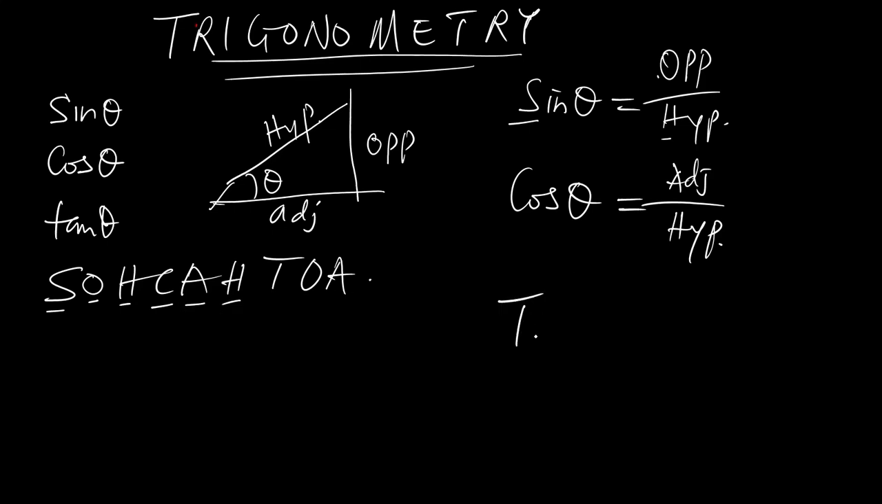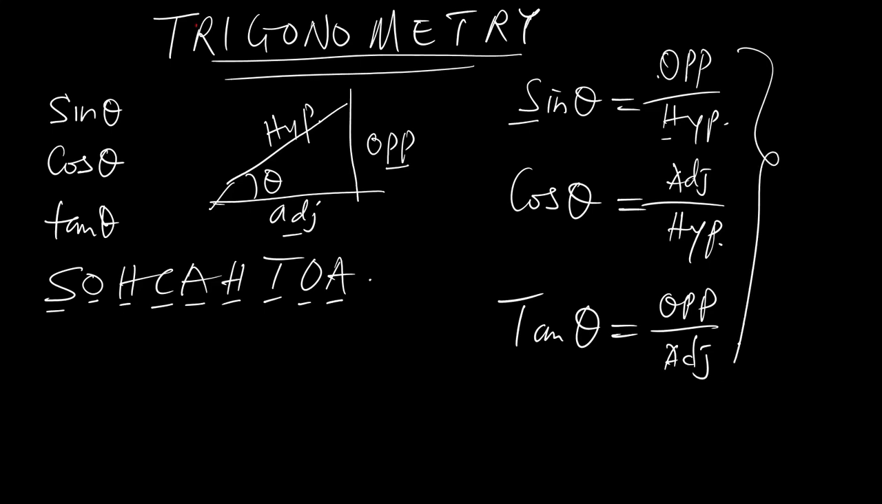Then tan theta is equal to what? Opposite all over adjacent. Tan theta, opposite all over adjacent. So that is the explanation of this. We are going to be using this expression often to explain certain things about this.